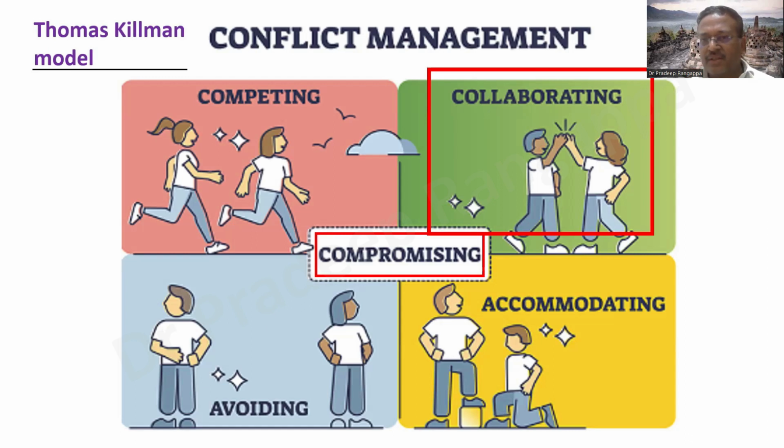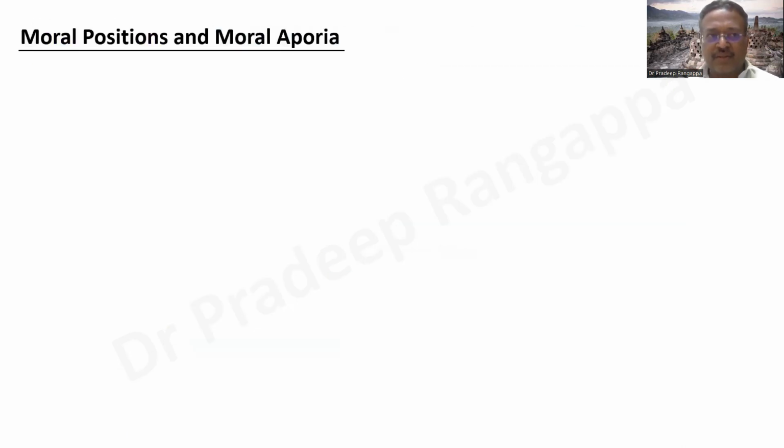Collaborating is the best, where there is some sort of a dialogue that happens and you come out with a win-win situation. And before collaboration, there has to be some sort of a compromise where you let the ground down a little bit and then reach out and try to see for a workable solution. So compromising plus collaborating is the best way as to how we can resolve the conflict. So this is a very important aspect which I'll try to simplify.